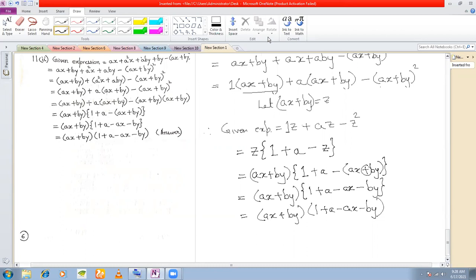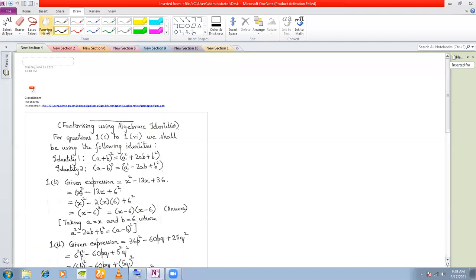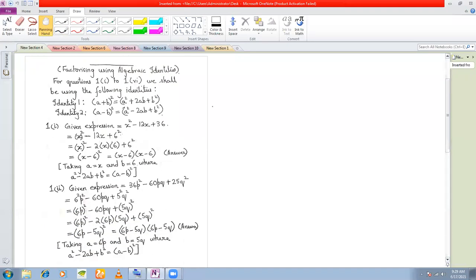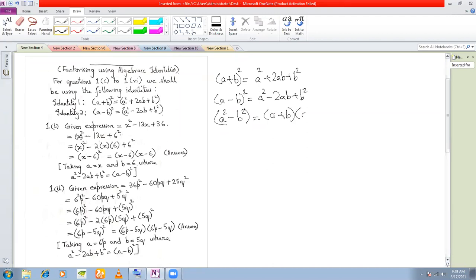Fine. We start with the next type of factorization, which is factorization by using algebraic identities. What do you mean by factorizing by algebraic identities? First we are going to use these three: (a plus b) whole square is a square plus 2ab plus b square; (a minus b) whole square is equal to a square minus 2ab plus b square. And finally, very importantly, the third one, which is the most important: a square minus b square equals (a plus b) into (a minus b).